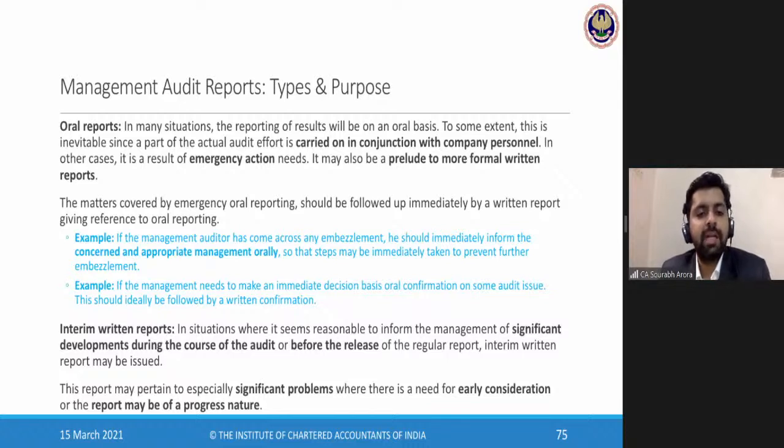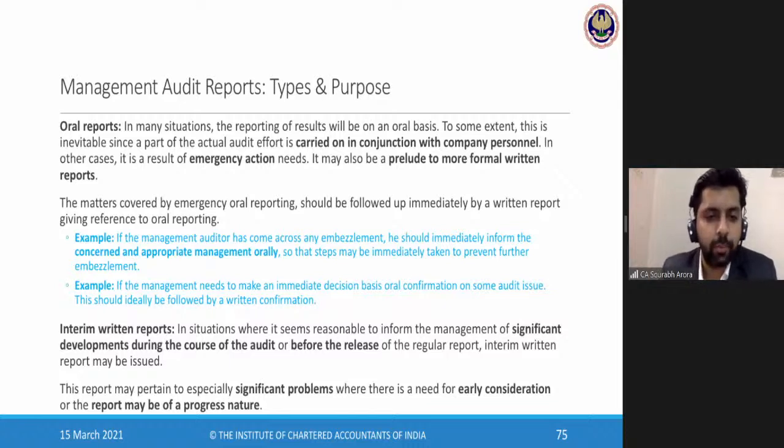Second, if the management needs to make an immediate decision on the basis of oral confirmation on some audit issue, they may ask the management auditor to orally confirm something. But as a management auditor, you should ideally write a written confirmation after you have given the oral confirmation, and it should be of a more formal nature, the written confirmation that you give in the later part. So the first kind of report is the oral report.